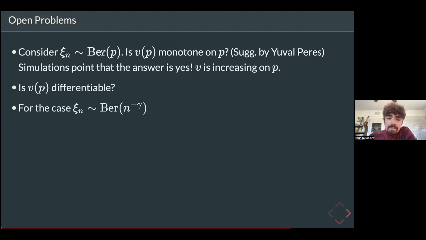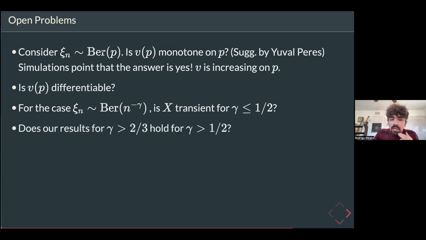But for the case in which you have a Bernoulli leaf process with a time-dependent parameter, and the parameters go to zero polynomially fast, the question is, is the walker transient for gamma below 1/2? Above 1/2, we show that the walker is recurrent, but what about below 1/2? We believe that the model undergoes a phase transition at 1/2 when it comes to recurrence and transience, but we don't know how to prove it yet. So it's also an interesting question, because it would show the phase transition at 1/2.